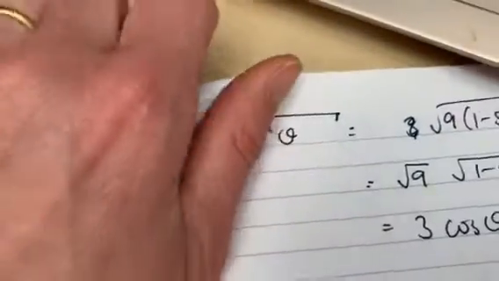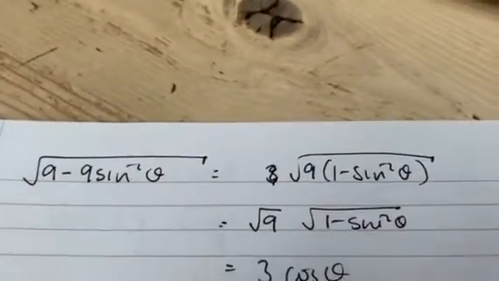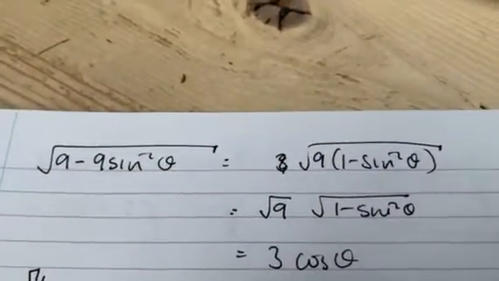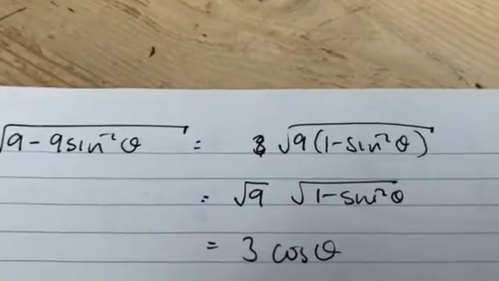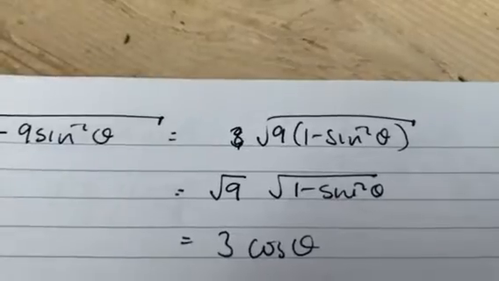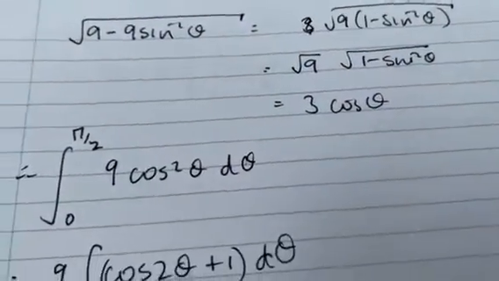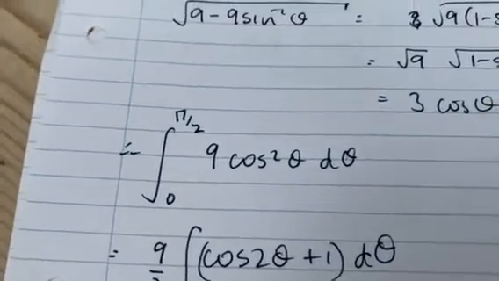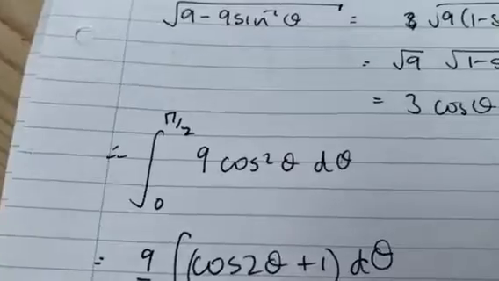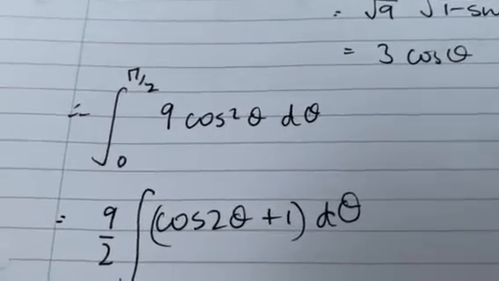Now, this is why this substitution was made. So you know, taking out a factor of 9, it's going to leave you with 9 bracket 1 minus sine squared theta. Using your laws of surds, you can split that up as a product, and that's going to give you 3 cos theta. You then substitute that back in, and that's what your integral becomes. I've taken a factor of 9 out, and now you are just integrating cos squared theta.